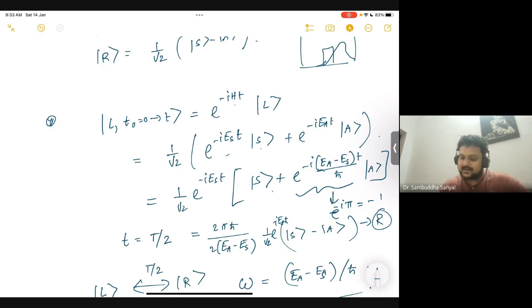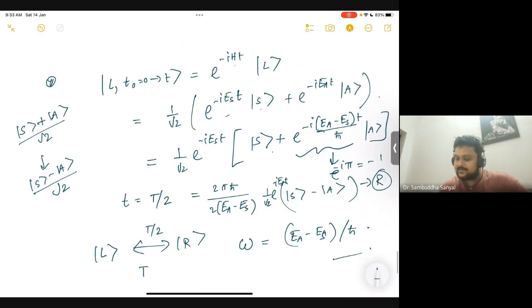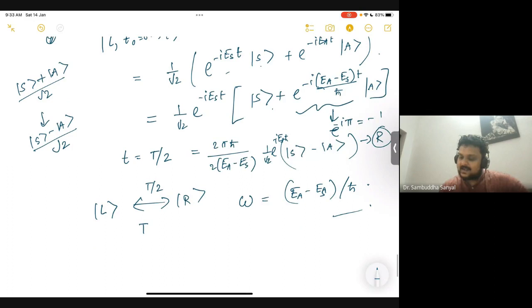So when it becomes minus 1, then this solution is basically 1 by root 2 e to the power minus i ES t (S minus A). So I started at time t equal to 0 with S plus A, which is L. Okay. And after a certain time, I reach this state, right? Which means I start with L, and after a period of T by 2 I reach R, because there will also be a period when it comes back to S. It's a periodic, oscillating motion. So that I call T, and this I call T by 2.